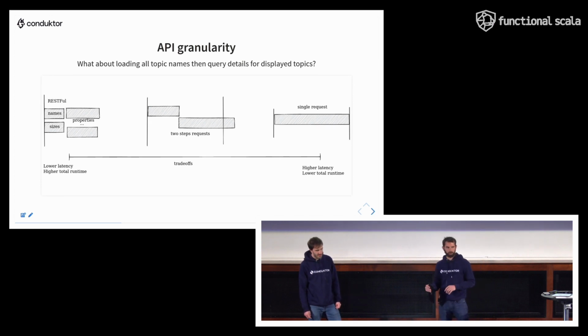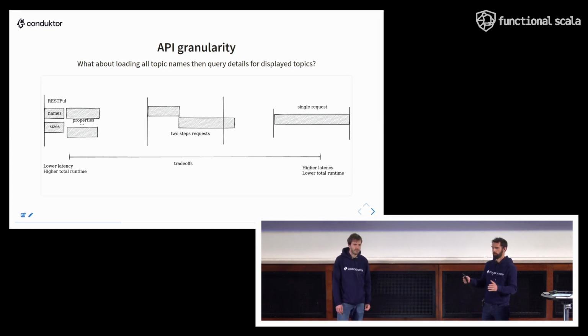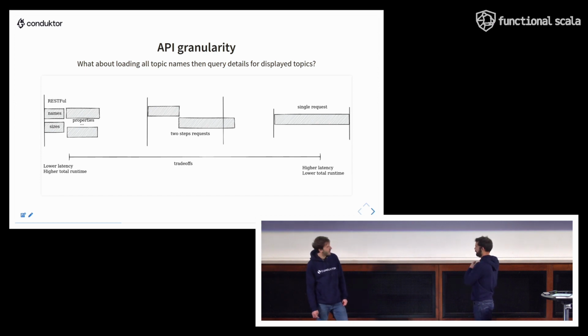If we put that on a scale from lower latency to higher latency, you'll see that it's coupled with the overall runtime somehow. At one end, we have Restful. At the other end, we have GraphQL single request, or it could be something else than GraphQL, but it's single request. And between, we have trade-offs. So there is a lot of ways to make trade-offs.